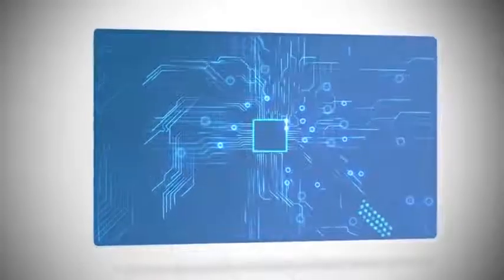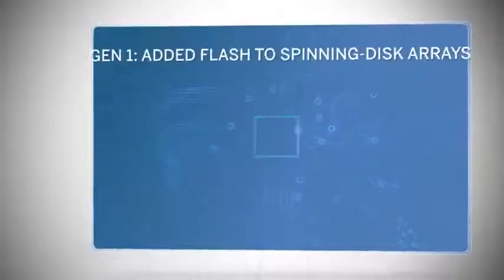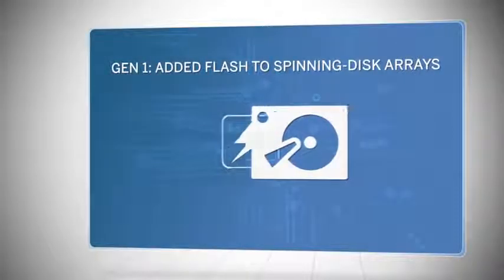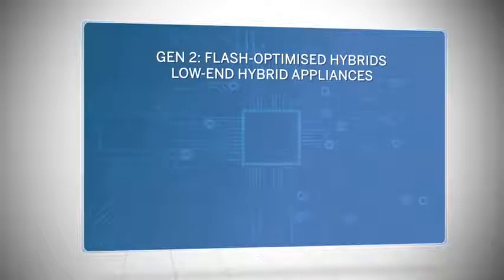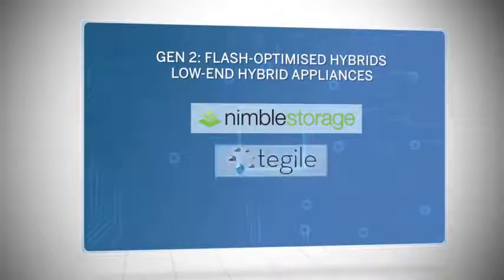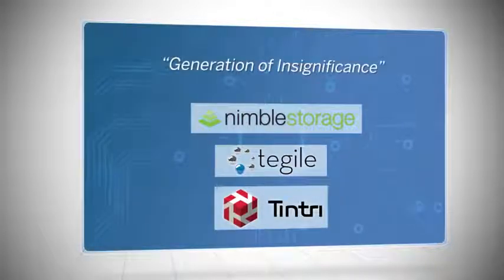In response to this, the market has seen a number of sequential generations of approaches to flash storage. Gen 1, which was simply adding flash to traditional spinning disk arrays, where customers would typically pin their workload to flash. Gen 2, where we saw the introduction of flash-optimized hybrids, as well as the emergence of low-end hybrid appliances such as Nimble, Tegile, and Tintri. We fondly refer to this as the generation of insignificance.